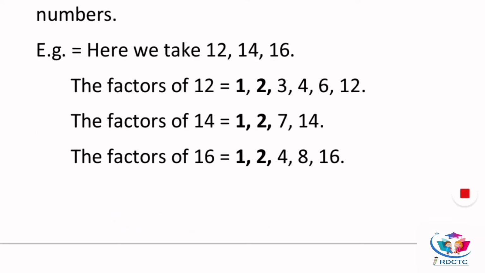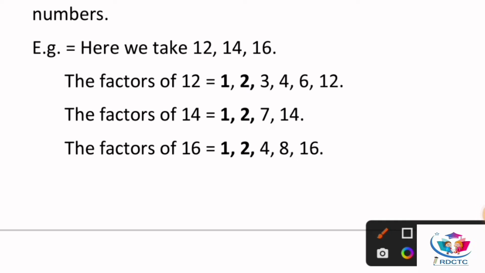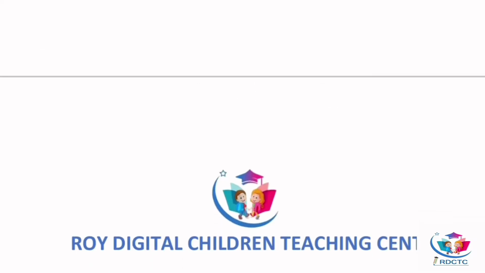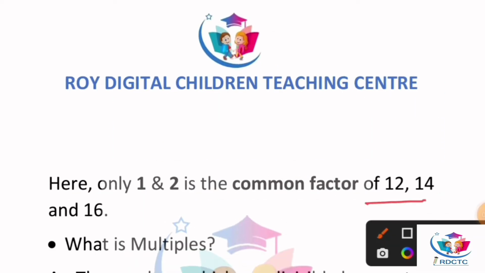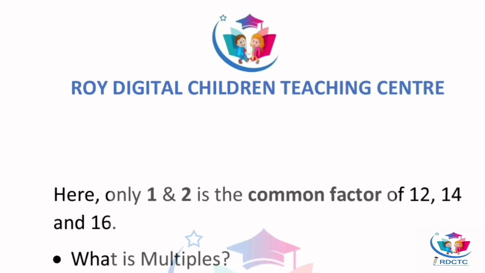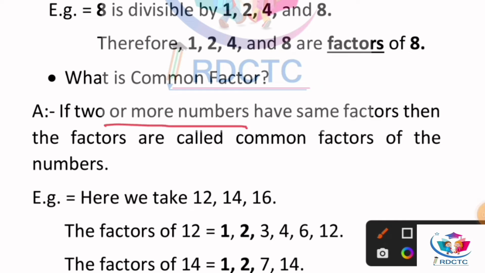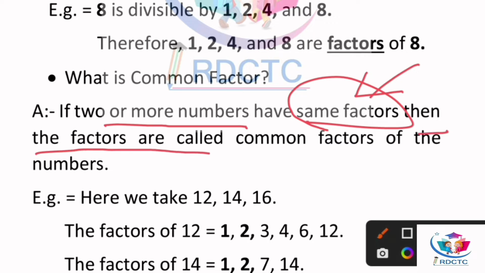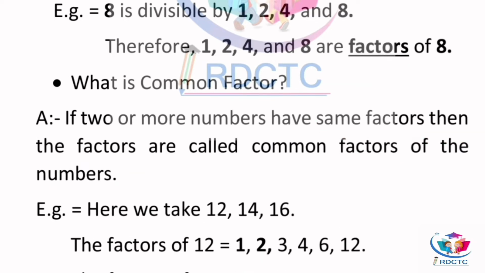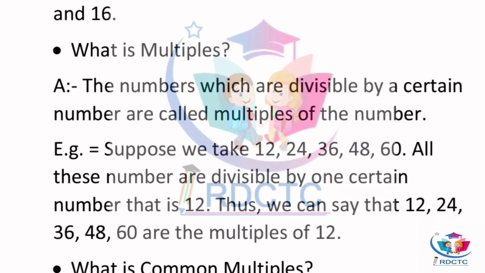Okay. Now look, in every number there are similar factors like 1 and 2. 1 and 2 are present in every number as a factor. That is why 1 and 2 are the common factors of 12, 14 and 16. Now is it clear? Okay, let's see the definition. If two or more numbers have the same factors, then the factors are called common factors of the numbers. Okay, clear? Now go to the next point, that is multiples.